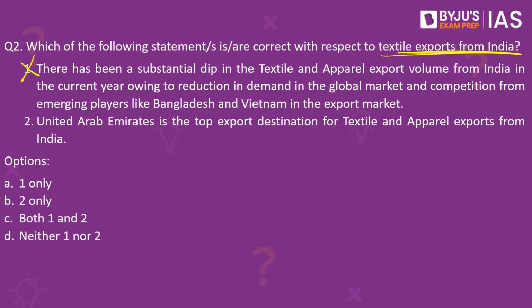The first statement is wrong. Why? Because there has been no dip in the export volume of textiles and apparel in India. There has been a record increase. Though competition from emerging players like Bangladesh and Vietnam is true, this has not reduced the absolute volume of textile exports from India. Also note, it is not United Arab Emirates, but it is the US, which is the top export destination for textile and apparel exports from India. Since the question asks for the correct statement, the answer to this question would be option D, neither 1 nor 2.